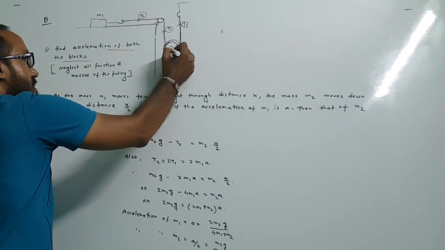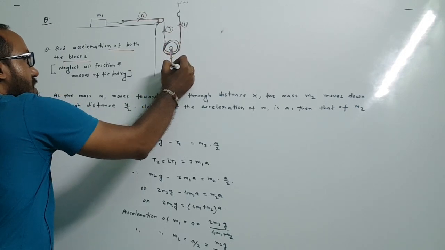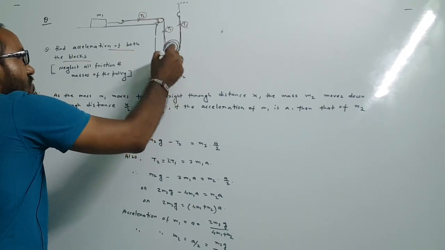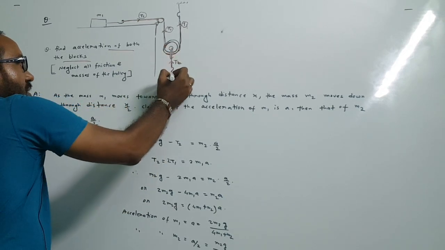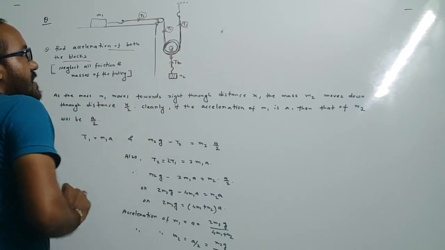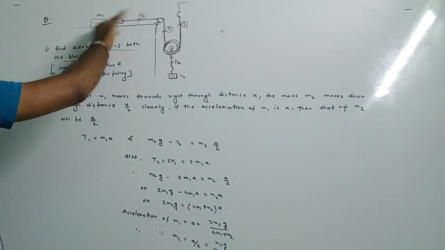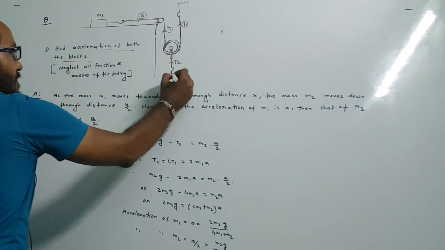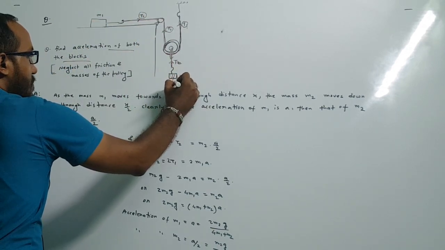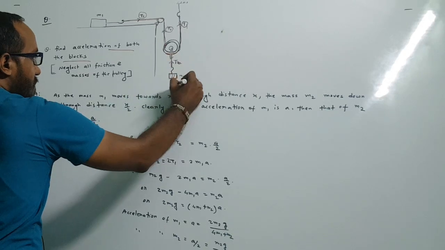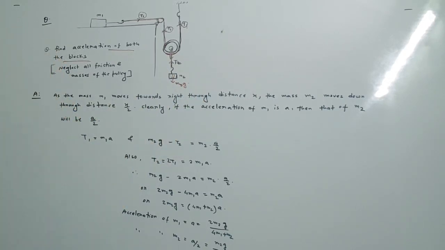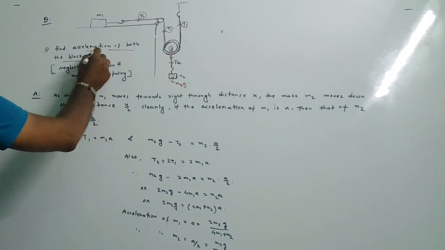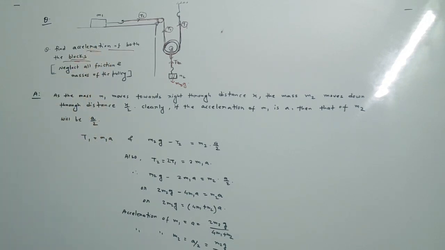But this is another tension. It is given that the tension is T2. That means this is another string. And in this string, a mass of M2 is connected. So if you see in this free body diagram, for M2, the force applied downwards is M2 into G, right? So how many equations do we need to find the acceleration of both the blocks?